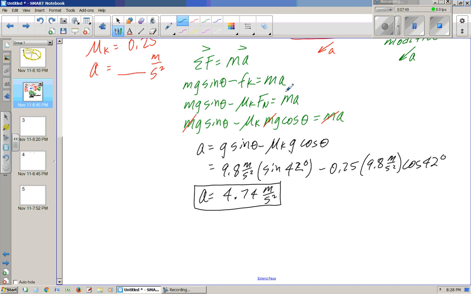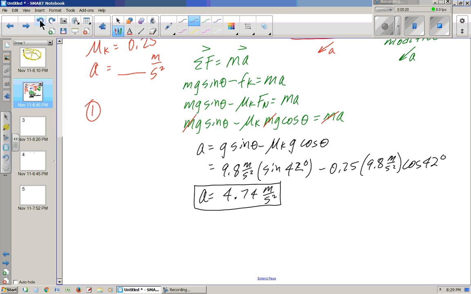There's a few things in here that you might be a little rusty on. I think we've done the mg sine theta enough times that you're comfortable with that, but the Fn equaling mg cosine of theta, you don't have to derive that during a test or a quiz or a homework. You can remember it, but just make sure you remember it correctly. Okay, so that problem wasn't too bad. We'll call that problem number 1.